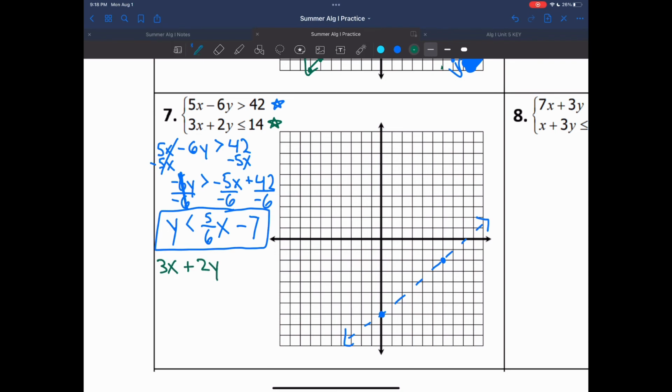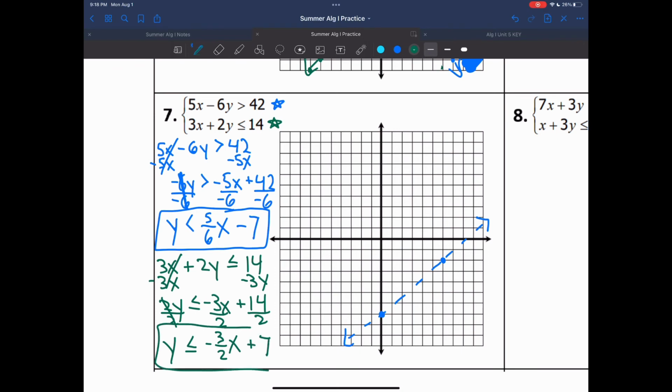3x plus 2y is less than or equal to 14. And I'm going to save my shading for last on this one like I did on the previous problem. Okay, let's subtract that 3x from both sides. So we get 2y is less than or equal to negative 3x plus 14. And then we divide everything by 2. Now we're dividing both sides by a positive 2, so we don't flip the sign in this one. y is less than or equal to negative 3 over 2x plus 7.